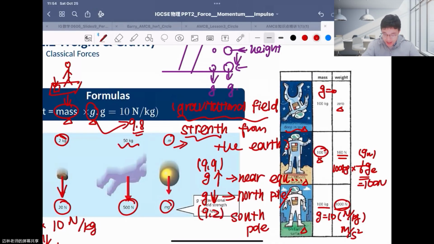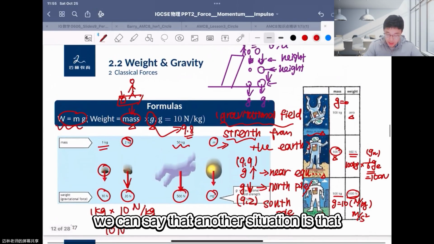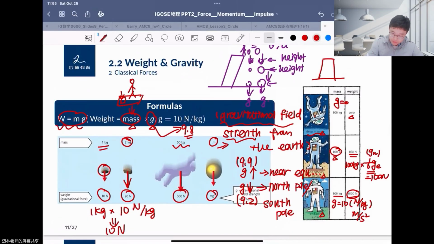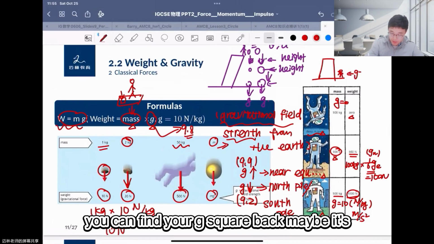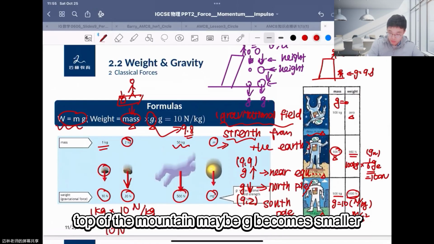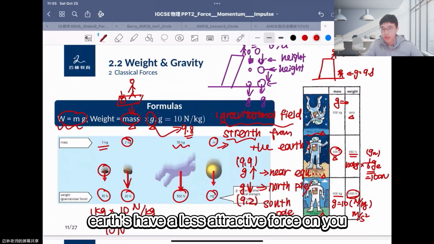So here we discussed the difference in g in different places. Another situation is at the bottom of a mountain, where your g is very big, maybe 9.8. Then when you climb to the top of the mountain, g becomes smaller, because when you get higher, the Earth has a less attractive force on you.